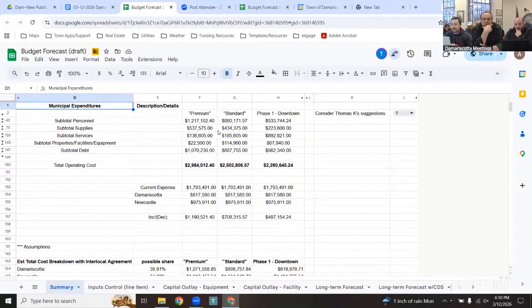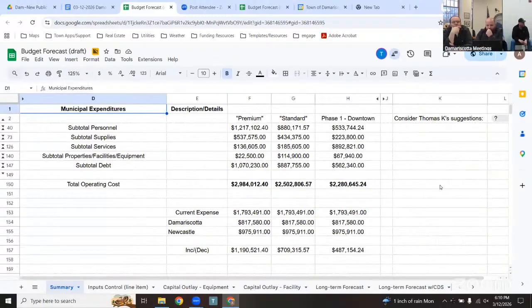The idea here is all that does is roll up. We have the line item and input controls, that's all the line item detail for what shows premium, standard, and for the phase 1 approach. And I said, well, it would help to just have a summary roll up of each of those categories. So that's what this does. And we can talk about what's down below that Thomas and I worked on earlier this week, or was it last week? It was like last week. I don't remember. It's all a blur.